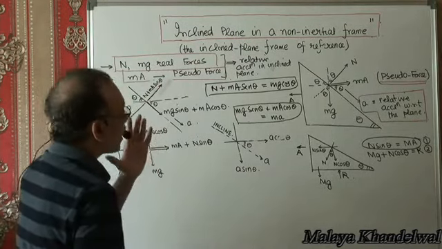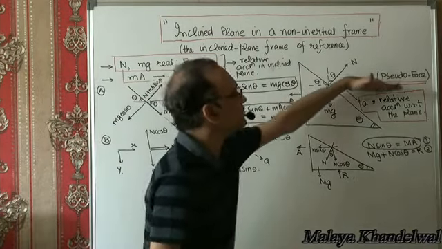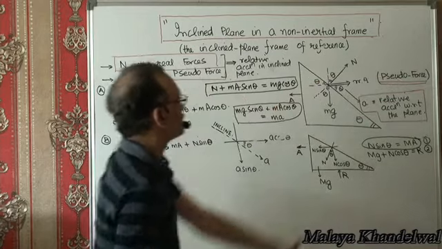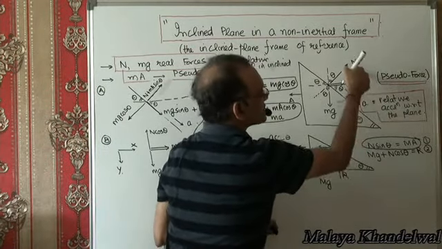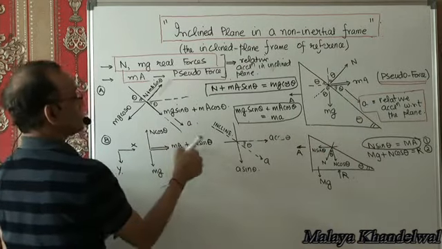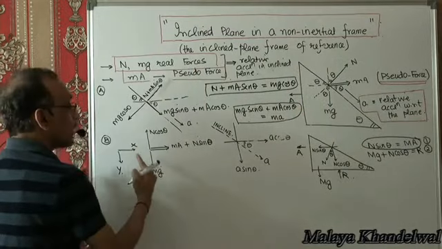I could have solved the same problem by resolving my real and pseudo forces horizontally and vertically. In the horizontal direction, I clearly have ma plus N sin theta. In the vertical direction, I have mg and N cos theta. And what do they produce?